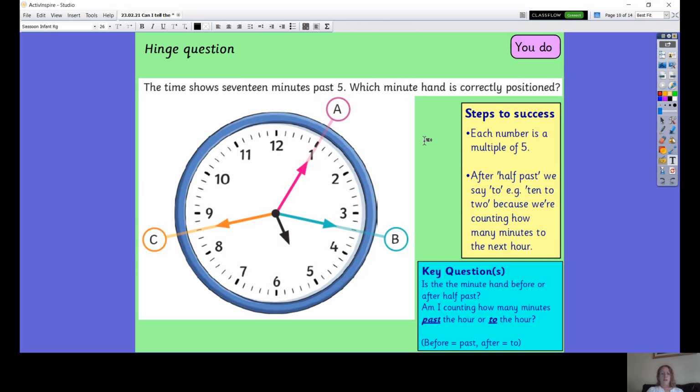Got a little hinge question for you. The time shows 17 minutes past 5. Okay, which minute hand is correctly positioned? So my hour hand is in the correct place. I would like you to pause the video here and tell me which one, A, B or C, shows 17 minutes past 5. So pause here and have a go at that, please.